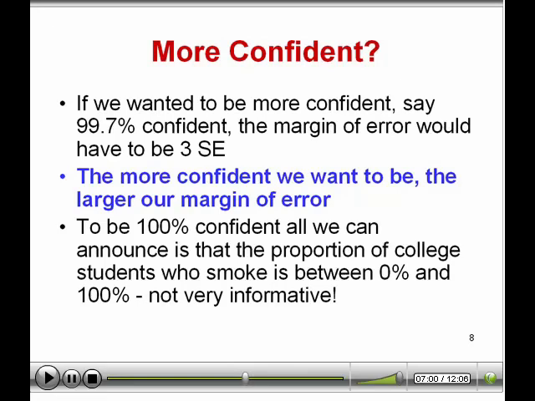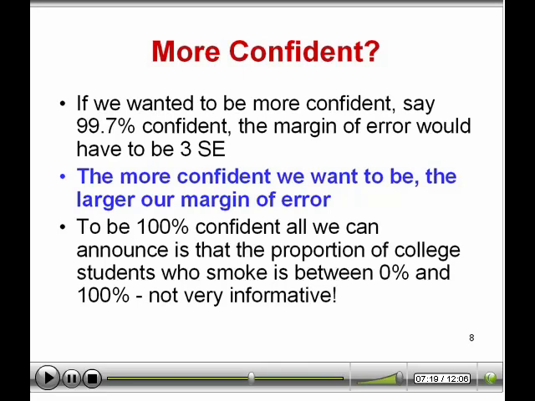Well, that would make for a larger margin of error. So it seems that if you want to increase your confidence, there's a trade-off. The margin of error gets bigger, and the resulting confidence interval would get wider.